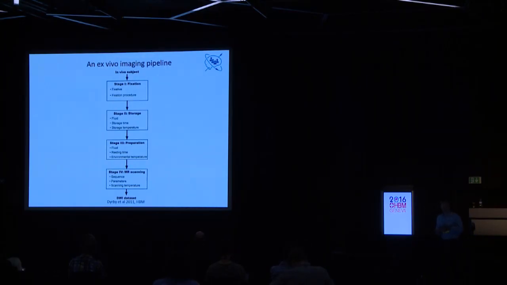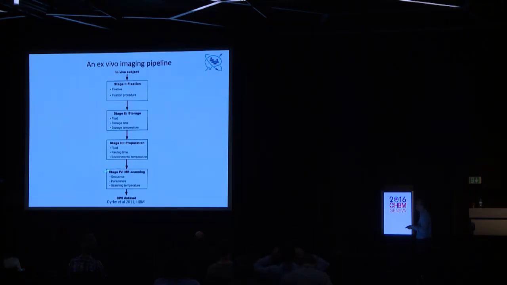When we start to set up an ex vivo imaging pipeline, it could look like these 4 steps. At the top, we have a living human subject. Then we have the fixation stage, where we use some type of fixative, a fixation procedure. In stage 2 we have storage. The storage is the time where we keep the fixated brain during the scanning sessions. And then we have the preparation step, where we prepare the tissue before scanning. There we need to decide on the fluid, the resting time, and the environmental temperature needs to be adjusted when we prepare it for scanning.